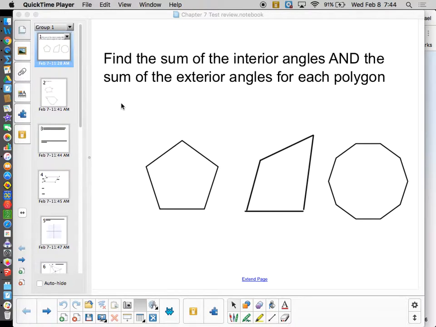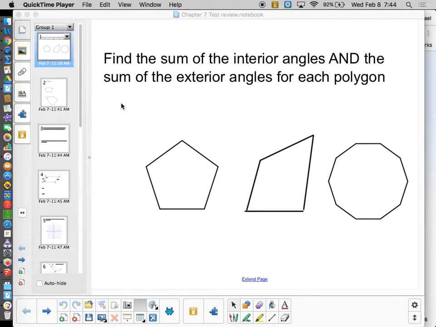Sum of interior. I do not have a blinky light. I don't have any light. This is strange. There we go. All right, we're good.